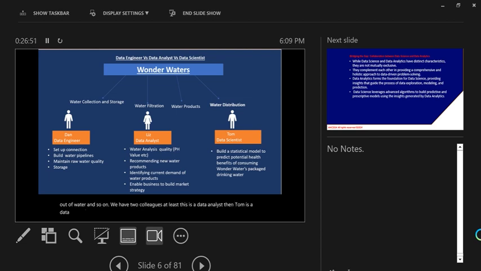So what Liz does as a data analyst in this company under water filtration, the first thing, she is able to analyze water quality in terms of looking at the pH value and level and so on. Then after that, she recommends new water products also based on data.